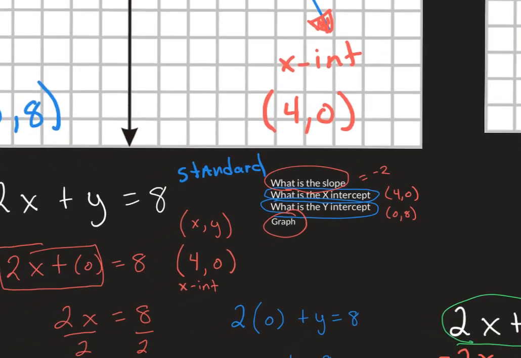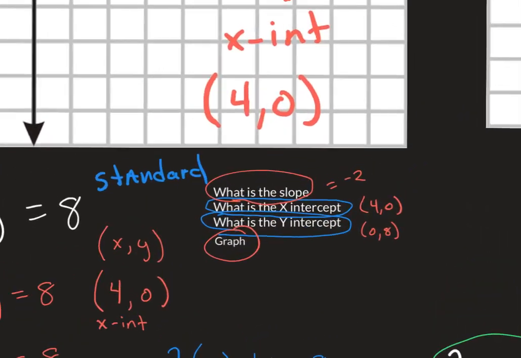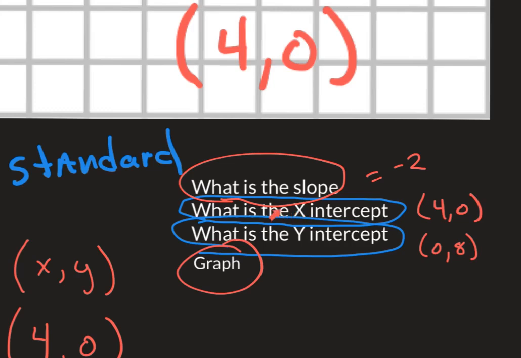One piece of reminder: when you want the x-intercept, you plug 0 in, not for x, but for the other variable, y. When you want the y-intercept, you plug a 0 in for the other variable, so that would be x. So if I want the x-intercept, plug 0 in for y. If I want the y-intercept, plug 0 in for x.